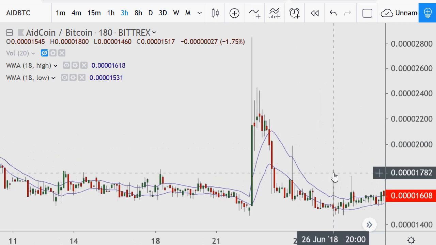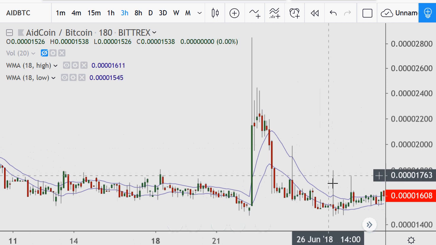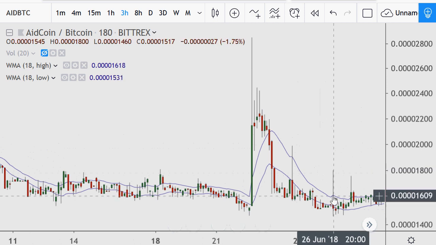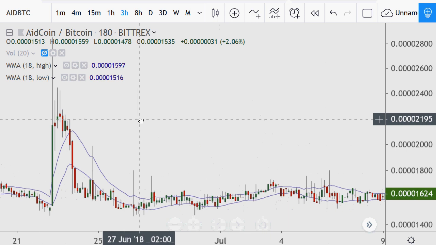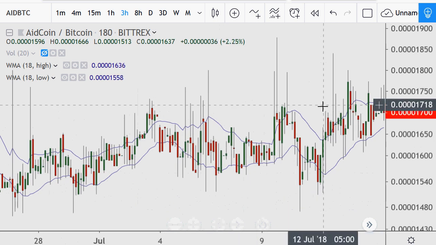And here, does this have a big enough move to possibly come into play? Well, the 18 average of highs was like 1609. This went up to 1782, so probably not.